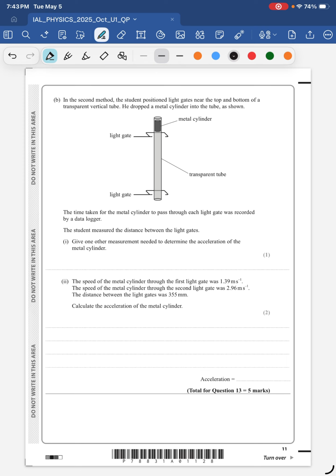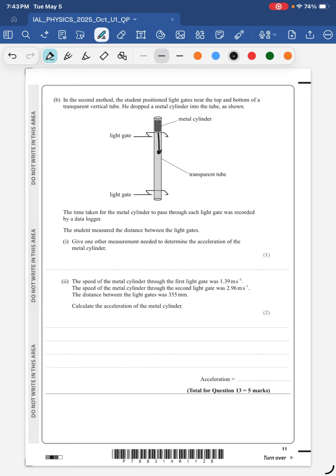In the second method, the student positioned light gates near the top and bottom of a transparent vertical tube. He dropped a metal cylinder into the tube as shown. Okay, we see the metal cylinder, so it's going to move this way down. The time taken for the metal cylinder to pass through each light gate was recorded by a data logger. The student measured the distance between the light gates. Give one other measurement needed to determine the acceleration of the metal cylinder.